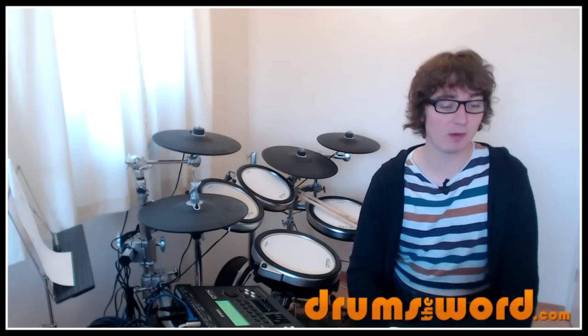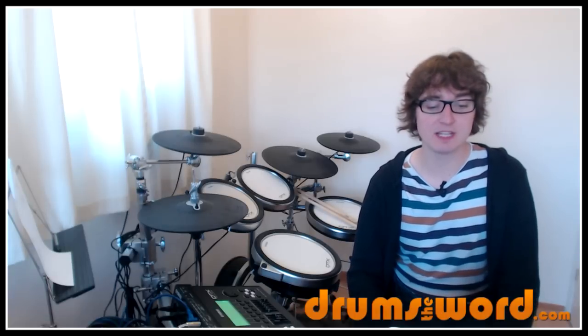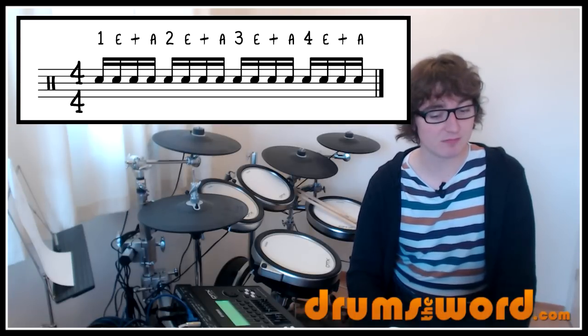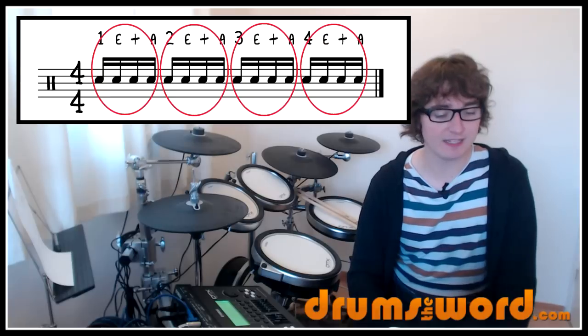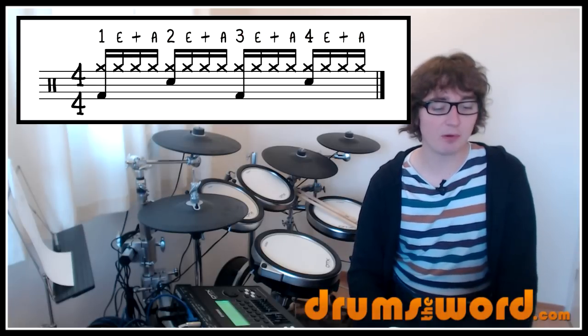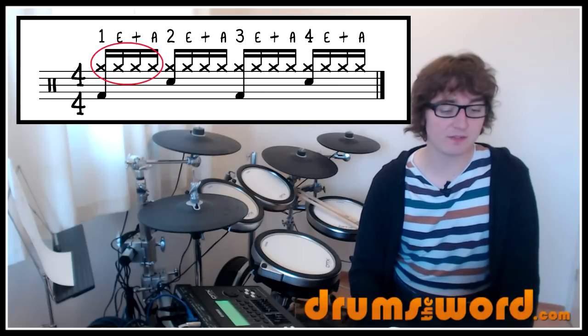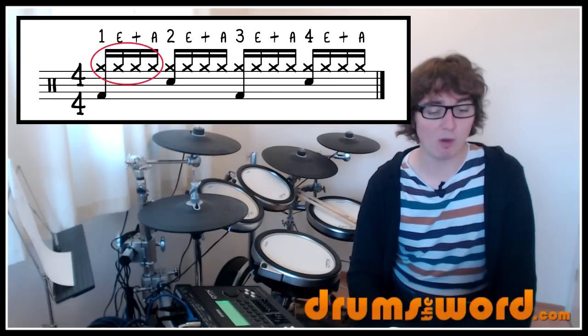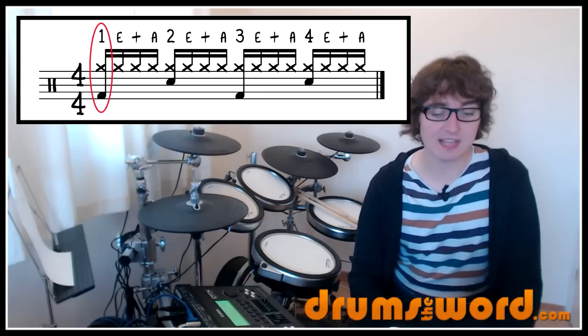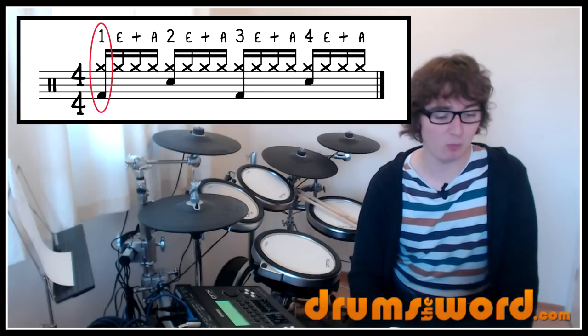Most drummers, including myself, like to group 16th notes into blocks of 4 like this, so that each beat of the bar can be clearly seen. This is an example of a drum beat written in 16th notes. Beat 1 contains 4 16th notes on the hi-hat and 1 on the bass drum, played at the same time as the hi-hat on the downbeat of beat 1.